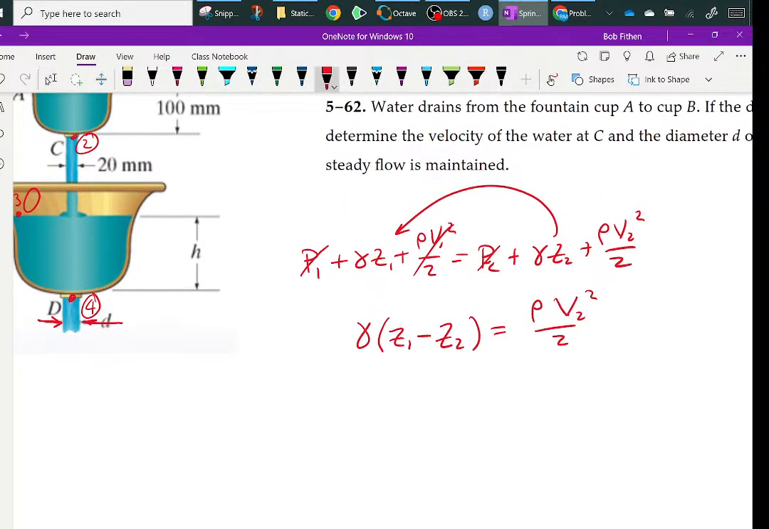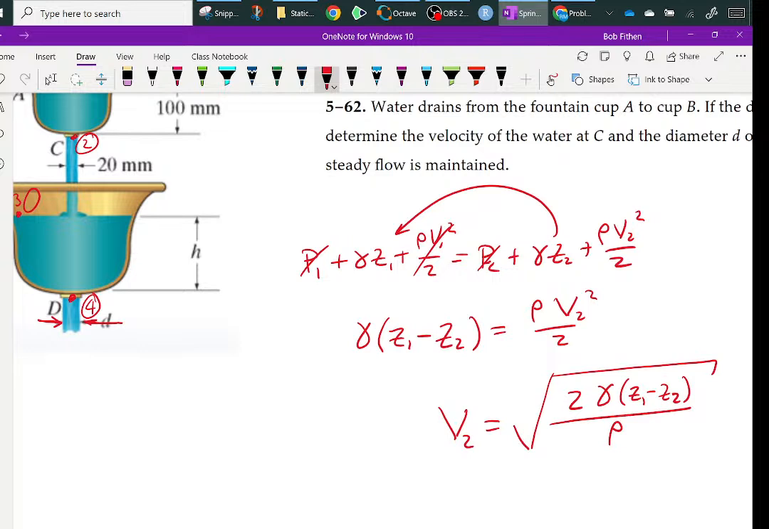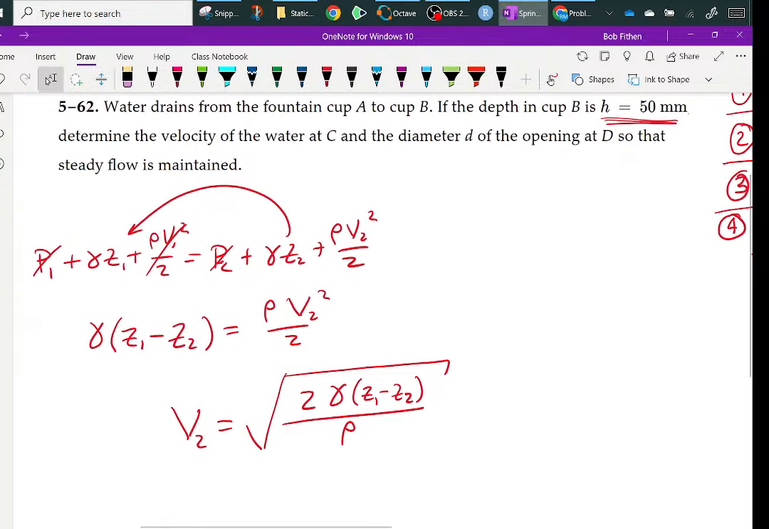Then we move that around and we find out that V2 is equal to the square root of 2 gamma (Z1 minus Z2) over rho. Okay, did I put that underneath? Right. And since gamma is rho g, I can just replace that, and V2 equals the square root of 2g (Z1 minus Z2).